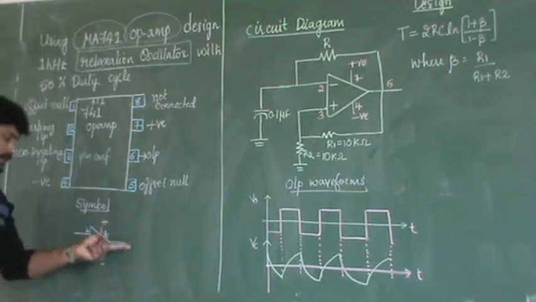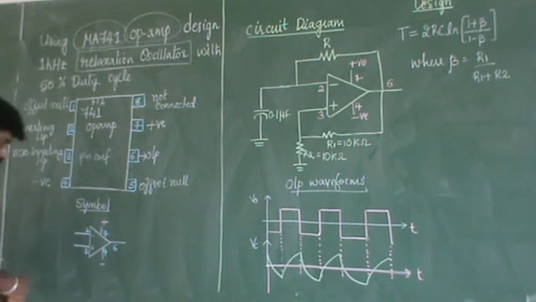Now this is the symbol of the op-amp. See here, the second pin is what? Inverting input, and the third is non-inverting input. Inverting means negative terminal. See here, inverting means negative terminal, non-inverting means positive terminal.